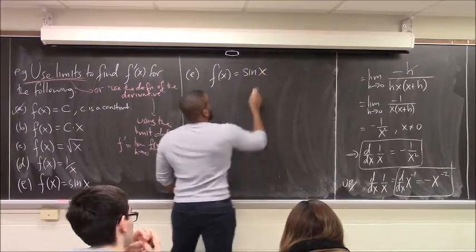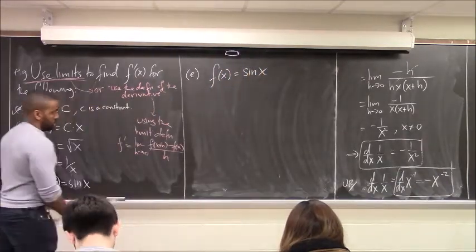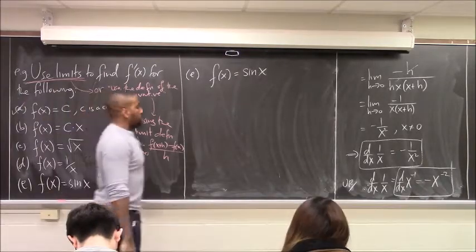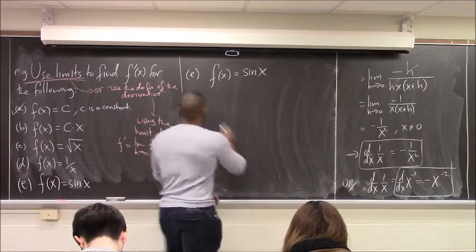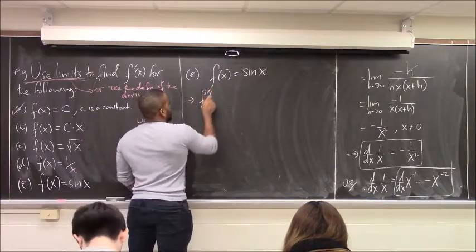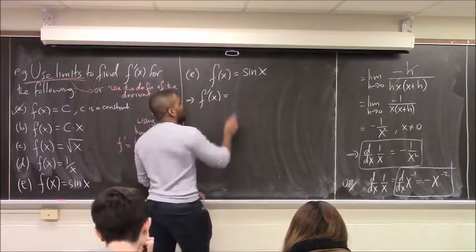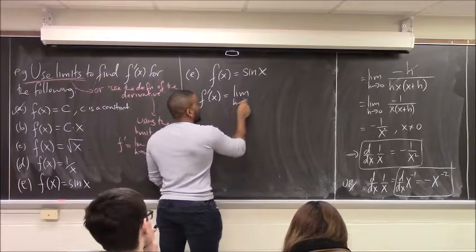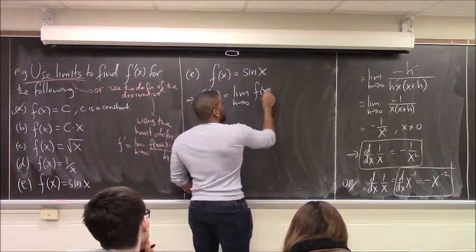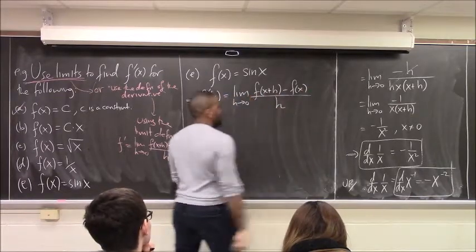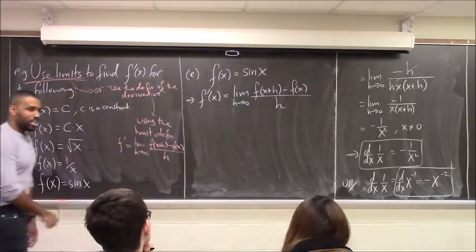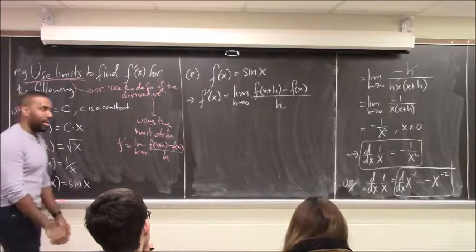Sine function. f of x equals sine of x. So now we want to find the derivative via limits. This implies f prime would equal the limit as h approaches 0 of f of x plus h minus f of x over h. At this point, you should be tired of me writing that down. You should be like, oh my god, yes, okay, yeah.